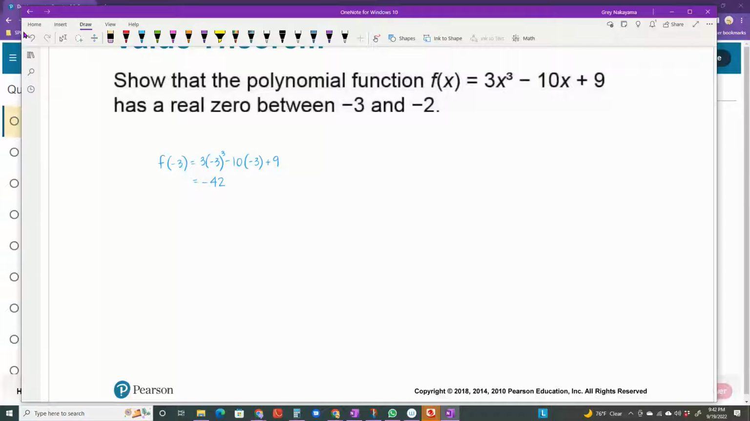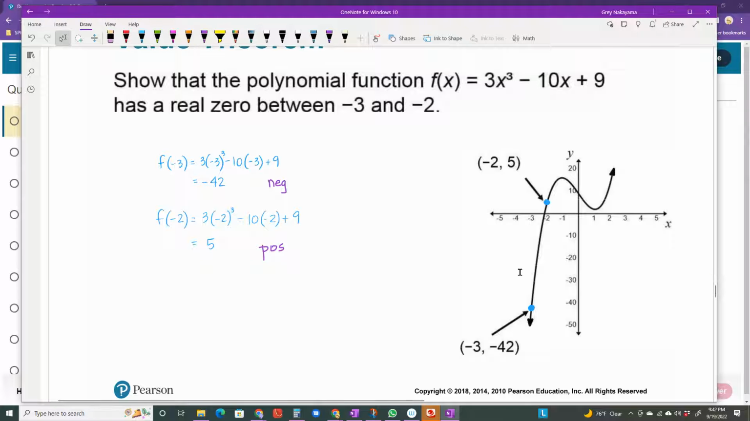And now I'm going to find f of negative 2. And f of negative 2 means I'm going to plug negative 2 in for x. This is where your table feature comes in quite handy on the calculator. So plug in negative 2, and when I simplify that, I get 5. So the fact that this is a negative number and this is a positive number means it had to cross the x-axis between those 2 points.